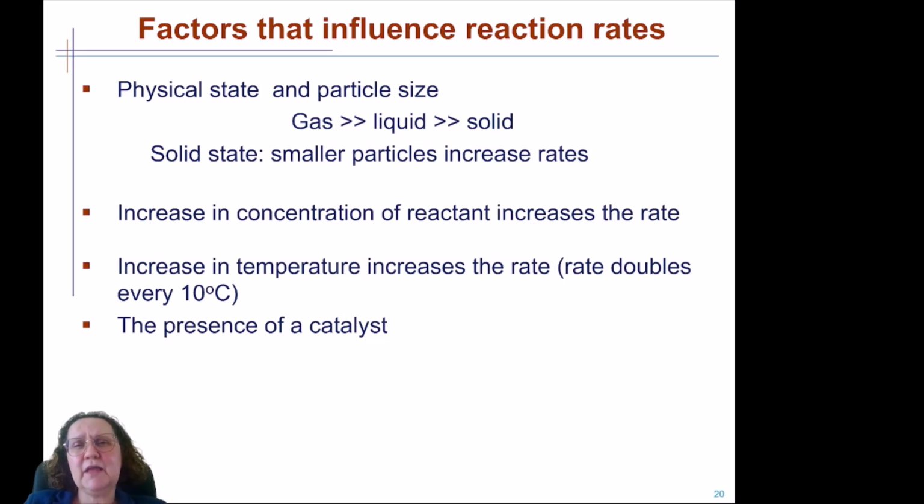So what sort of things make those collisions more effective? What factors will influence reaction rates? Well, physical state and particle size. Gases, because they are more mobile, have fewer intermolecular forces keeping the different molecules of the reagents together. Actually, they don't have any. They are all separated. They move faster, and they are more likely to collide. The more collisions, the more likely it is that some of them will be effective. The right atoms will collide with each other, and a new bond will be formed.